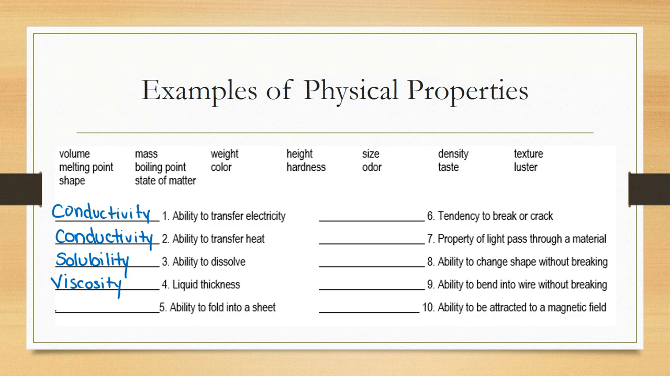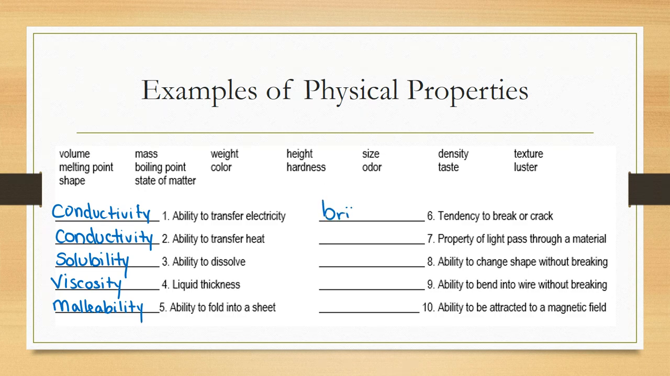The ability to fold into sheets is malleability. So essentially, can you form it? And a lot of you guys used aluminum foil in your videos. So aluminum is a malleable material, which makes it great for using for aluminum foil.